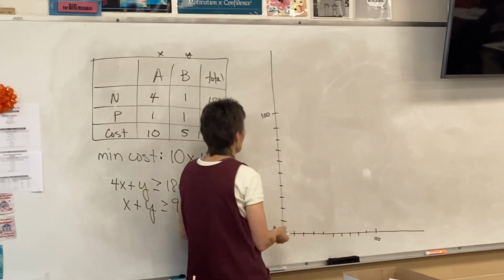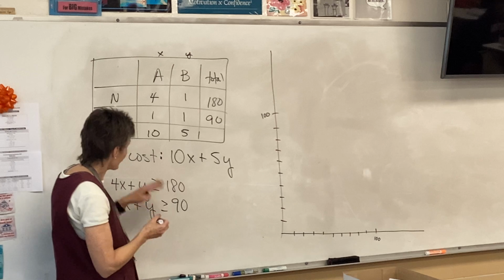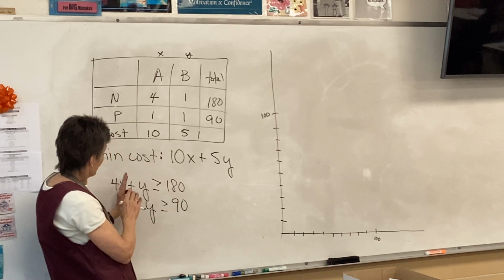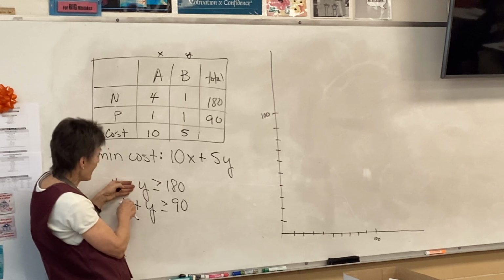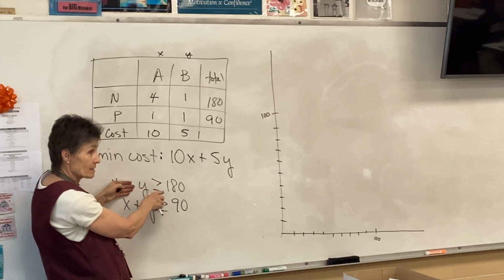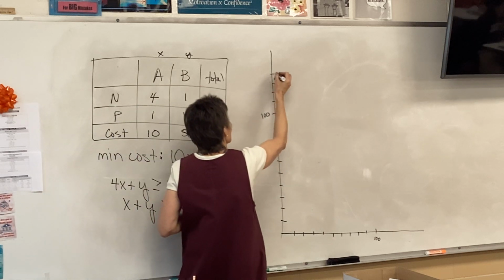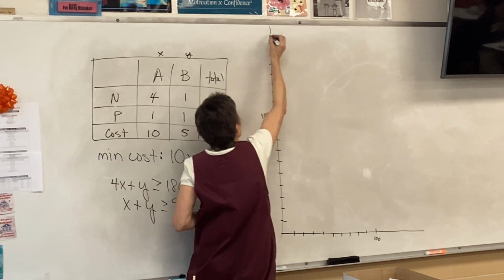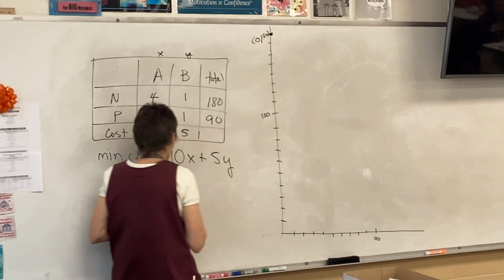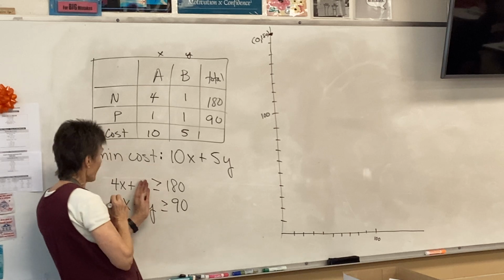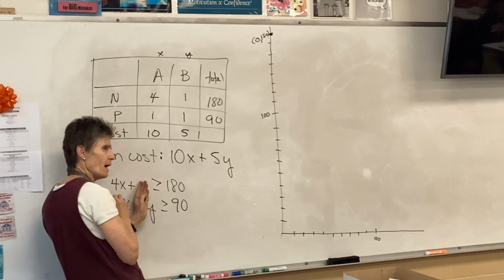So I'm using a scale of 10 to graph these things. When I graph, I like to cover up one letter at a time. So if I cover up my X, Y is 180, okay? And if I cover up my Y, X is 45.